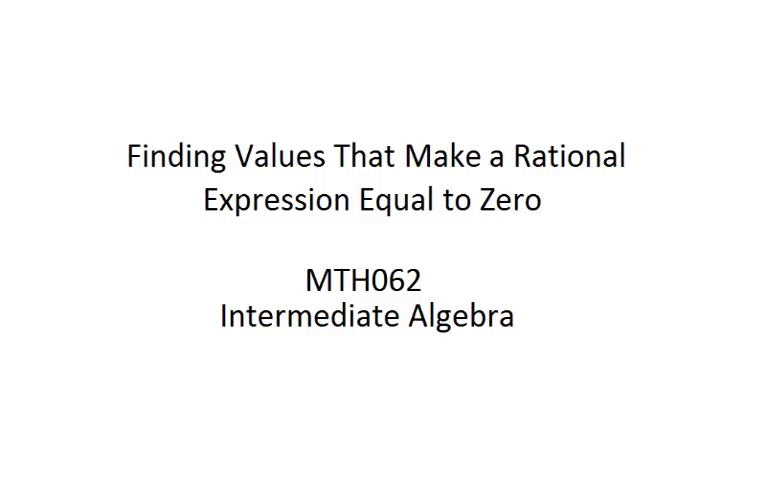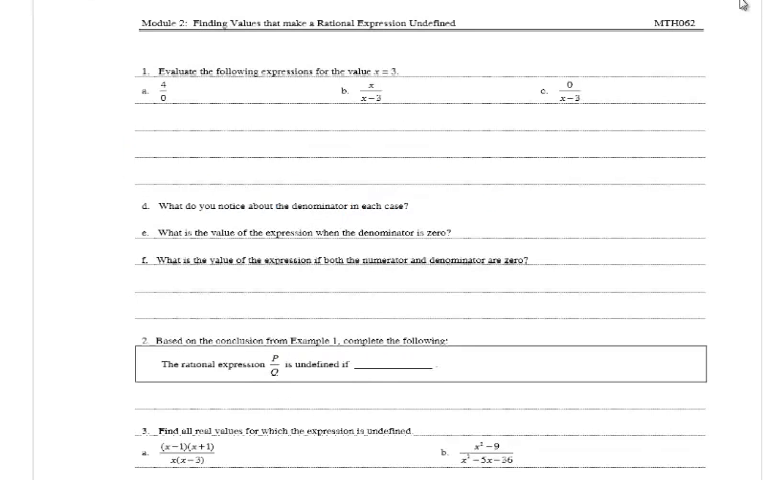In this video, we're going to find values that make a rational expression undefined. In number 1, we want to evaluate the following expression for the value x is equal to 3. And in A, we have 4 over 0. Since we don't have any x's, we can't plug 3 in. But 4 over 0, we're going to say is undefined, because there's a 0 in the denominator.